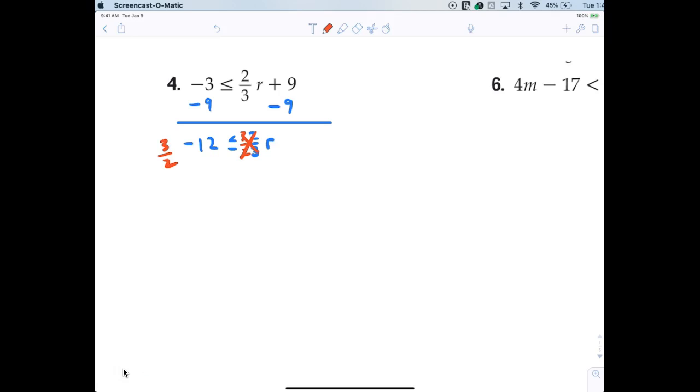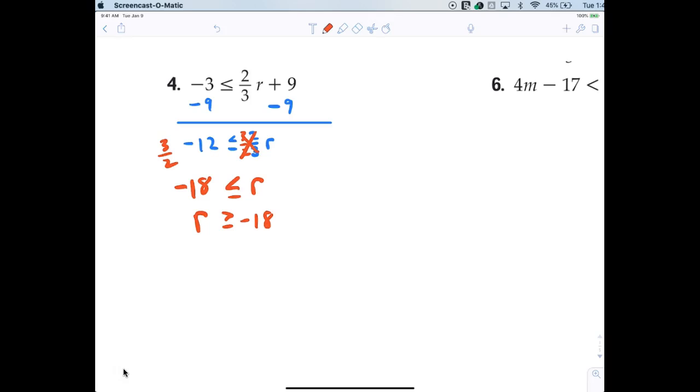So now I have -12 times 3/2 is less than or equal to r. 12 divided by 2 is 6. 6 times 3 is 18. So it's -18. Everybody agree with that? So if -18 is less than or equal to r, that means r is greater than or equal to -18. That's how you write it. The variable traditionally is written first.